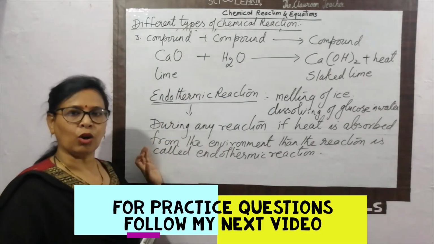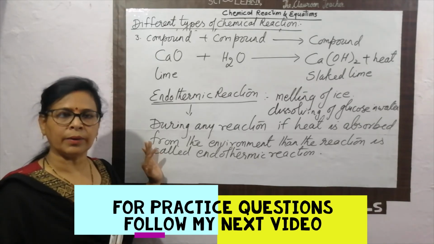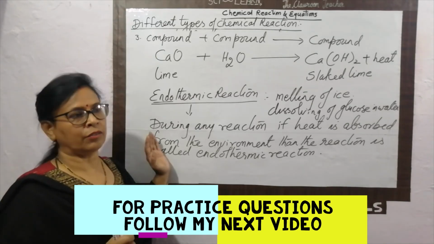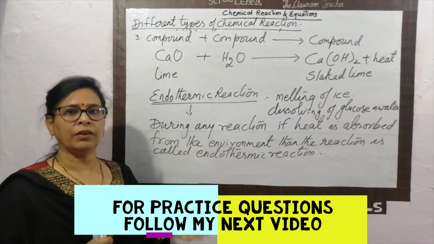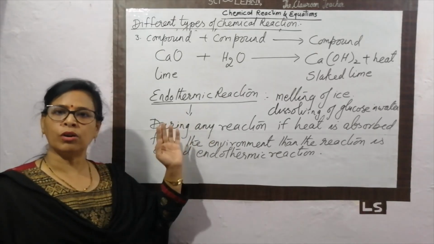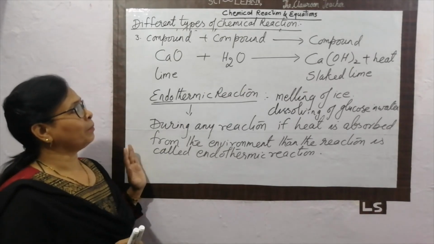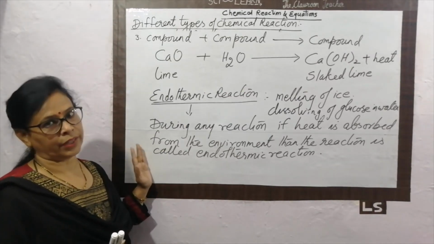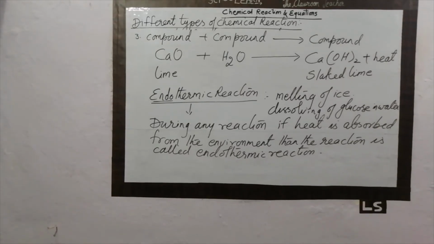So this is the combination reaction. Combination reaction has three processes: when an element combines with an element, when an element combines with a compound, or when a compound combines with a compound, and in all the cases only compounds are formed. So this is all about the chemical combination reaction.